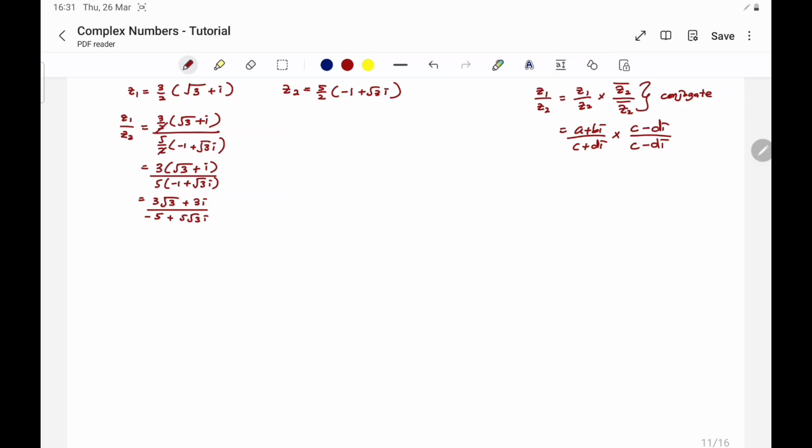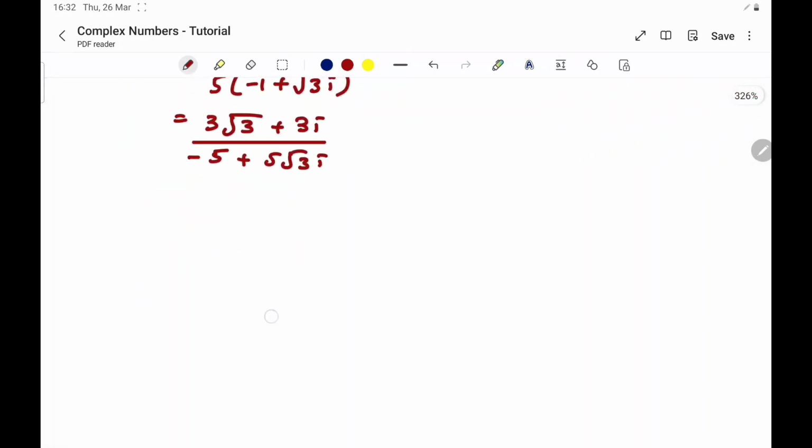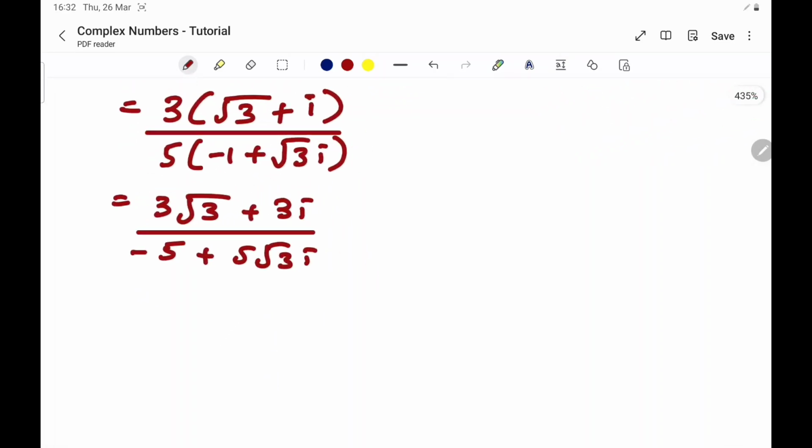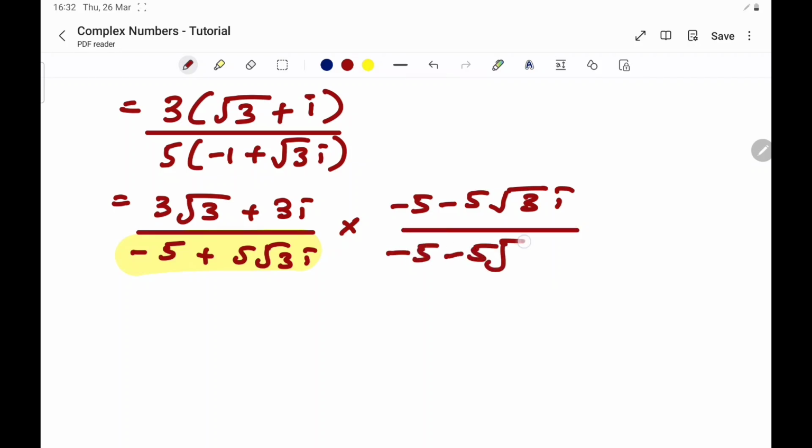You have to multiply with the conjugate. So for this one, you have to do the same thing where this is our z2. You have to multiply with its conjugate, which is negative 5 minus 5 square root 3i divided by negative 5 minus 5 square root 3i. And then you expand them one by one.